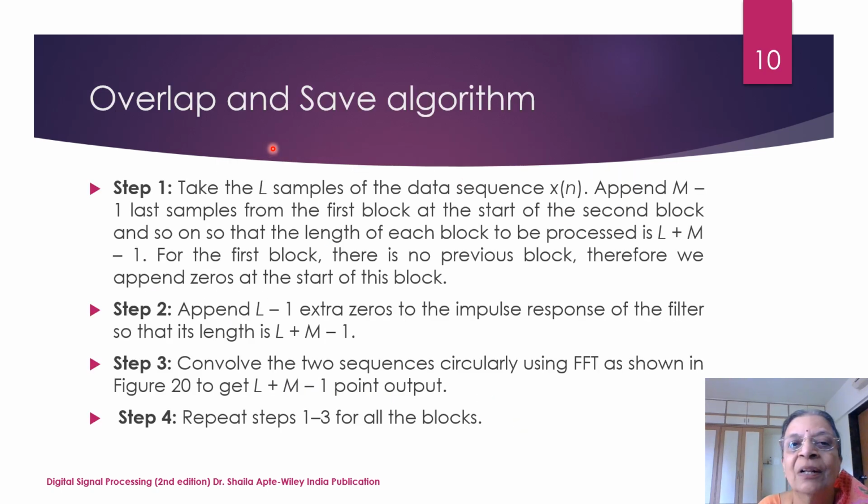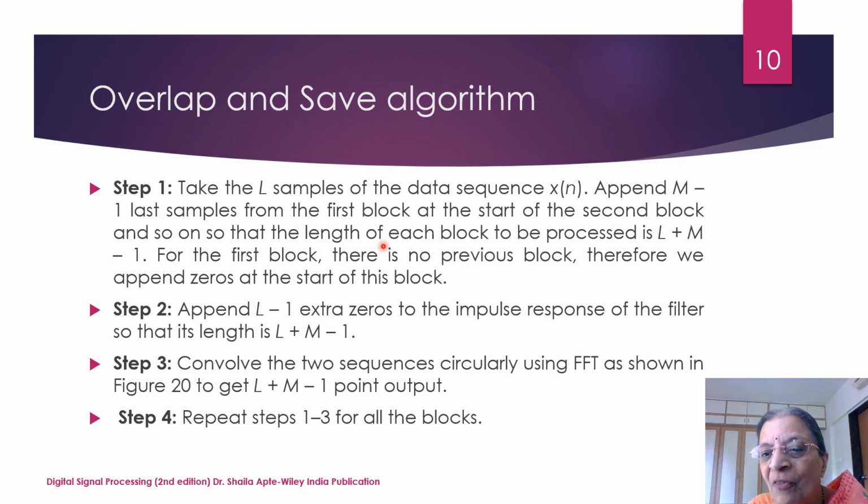Now there is another algorithm called the overlap and save algorithm. In this case, step 1: we take L samples of the data sequence x(n), and append the last M minus 1 samples from the first block at the start of the second block, and so on, so that the length of each block becomes L plus M minus 1. For the first block, there is no previous block, so we append zeros at the start.